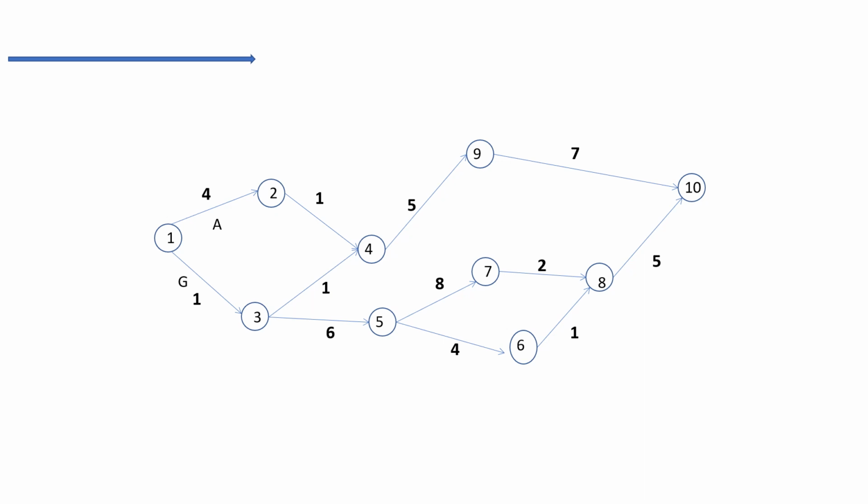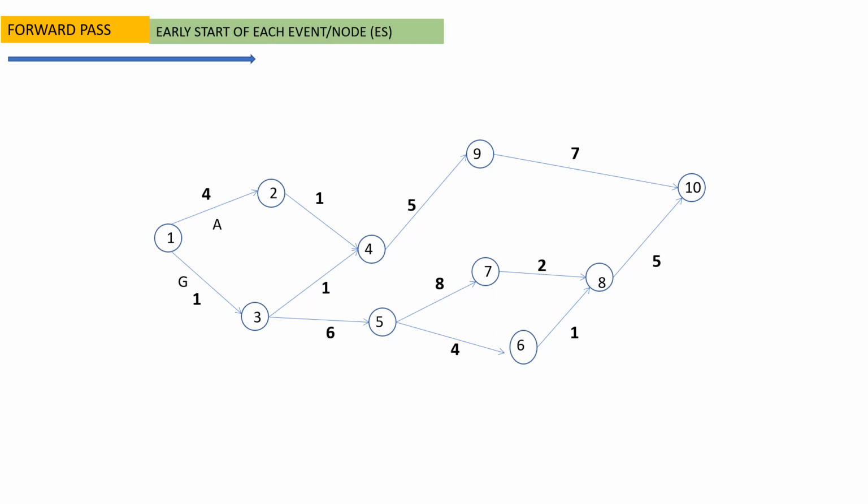Once we have drawn the network diagram, the next step is to do the forward pass. What is forward pass? In forward pass, we calculate early start at each event or each node. Forward pass moves from left to right. That is, in forward pass, we do calculations from the starting node to the end node.